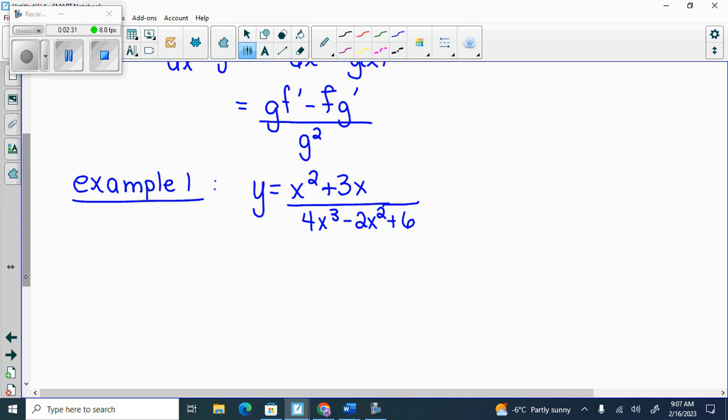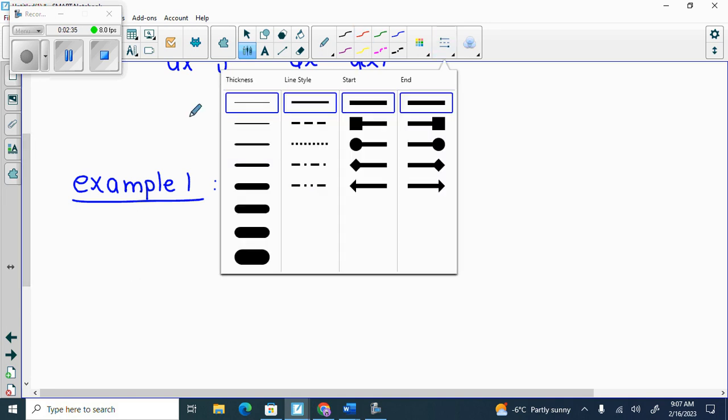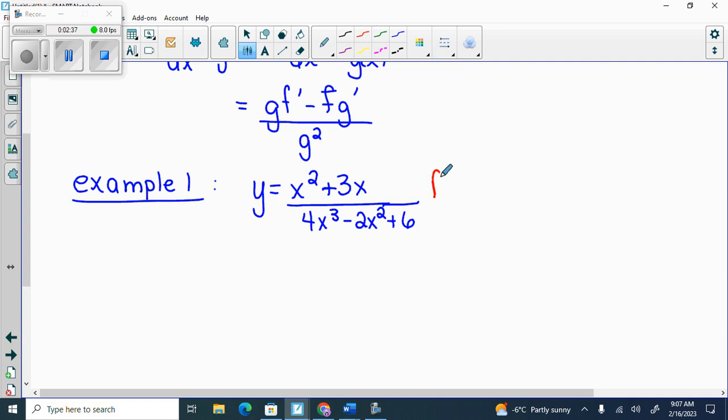So we still have our f and g like normal. This is our f, this is our g. What is our f prime? 2x plus 3. I was going to say that constantly. And then g prime? 12x squared minus 4x. And that's it, right?